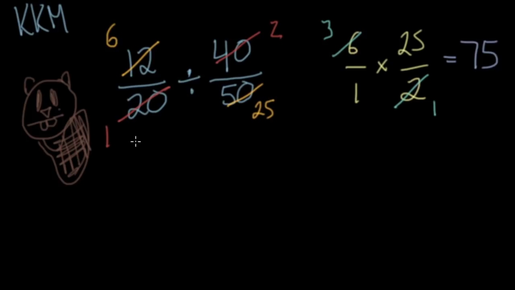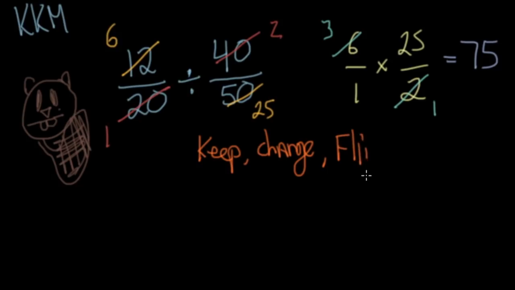What happened? Why was that a common kid mistake? Because you must do the keep, change, and flip first. You have to do this first, because you can't just go and cross reduce until you do keep, change, and flip. Because look what happens. Let's do the exact same question. Let's go back in time.